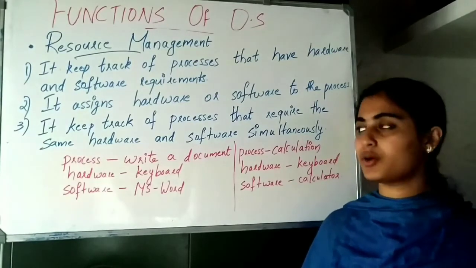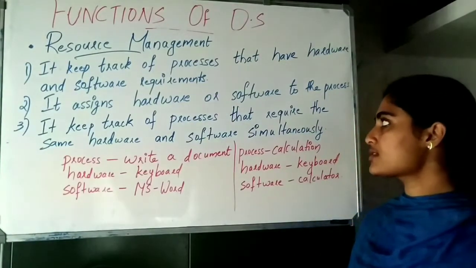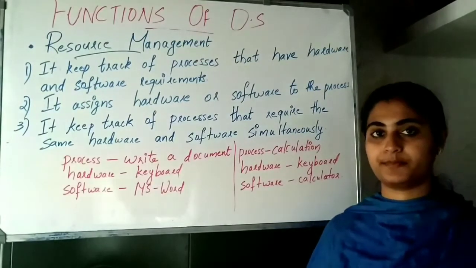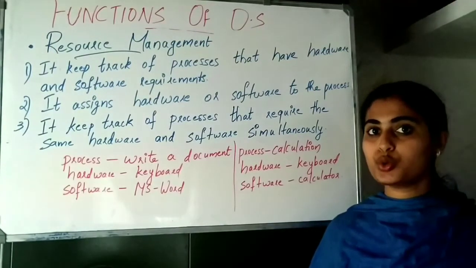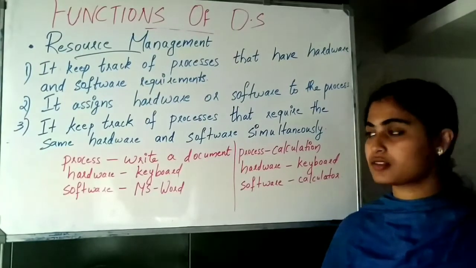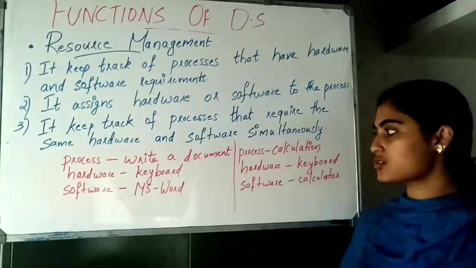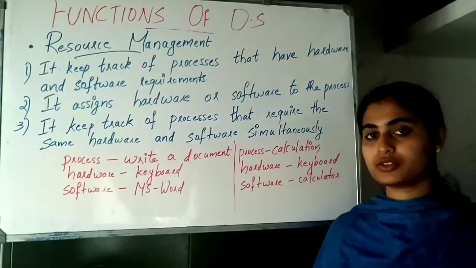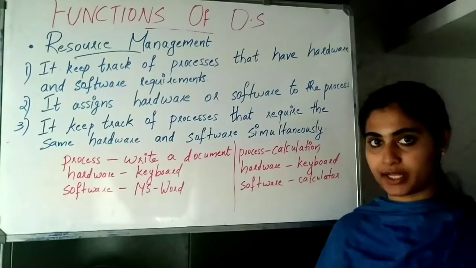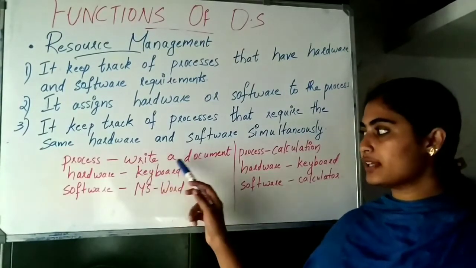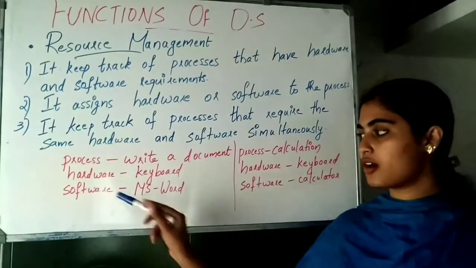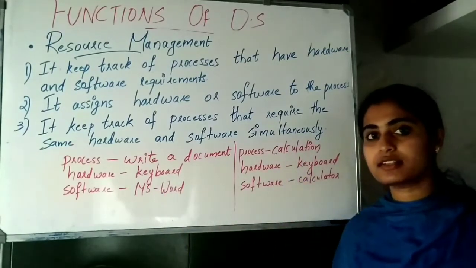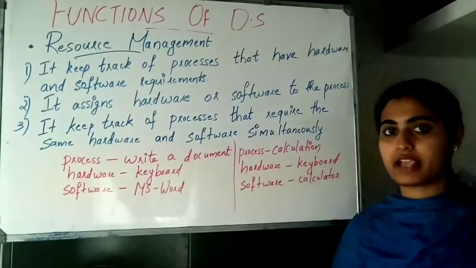And what is the third point? It keeps track of processes that require the same hardware and software simultaneously. That is, I want to do two processes at the same time. First process is writing a document, and second process is calculation. That is, I want to add two numbers. So these two activities are to be done at the same time. The hardware needed for writing a document is keyboard, and software needed is MS Word. Here for calculation, the hardware needed is keyboard and software needed is calculator.